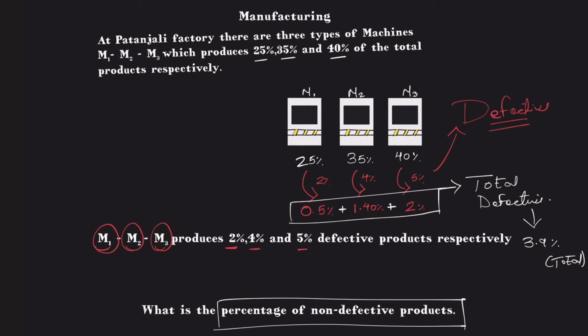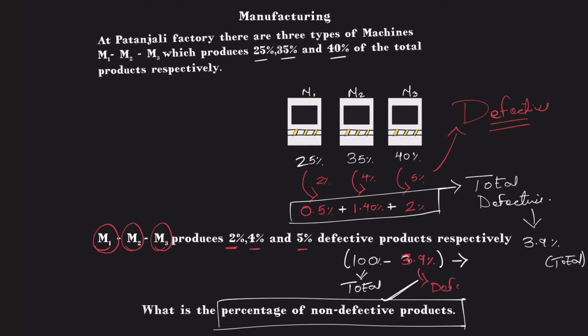The question is asking me the percentage of non-defective products. That's it. 100 minus defective. Okay, 100 minus defective will be the answer to the percentage of non-defective products. So if I solve this by 100%, I do get the answer for it. Okay, because even the sum comes out to be 100%.